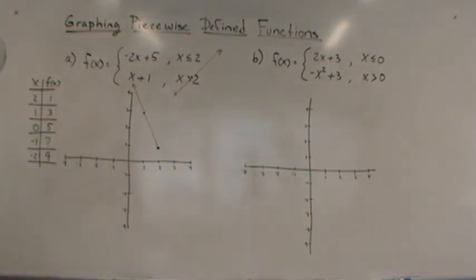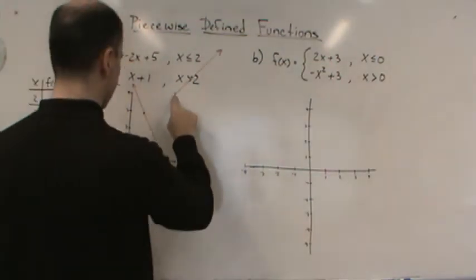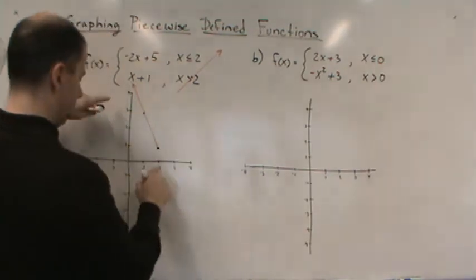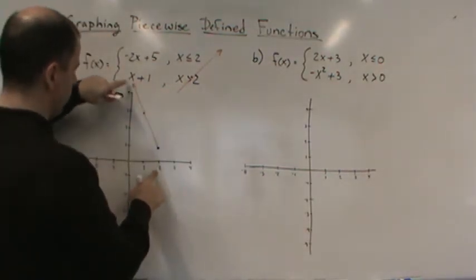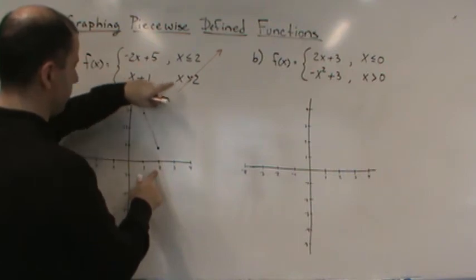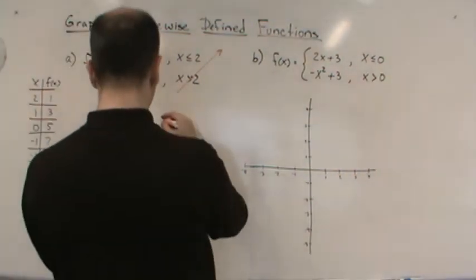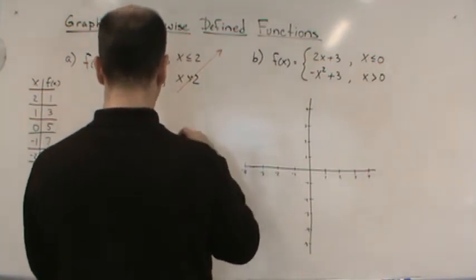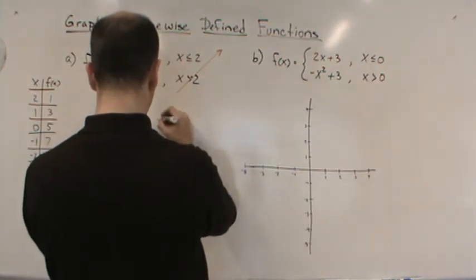Oh, hold on. I made a mistake. That's not an open circle. If I stick 2 in here, even though 2 is not in the domain, I'm going to stick 2 in here because it behaves this way up to 2. If I stick 2 in here, I'm going to get 3. So that means, oops, wrong marker, I'm going to have an open circle at 2, 3.